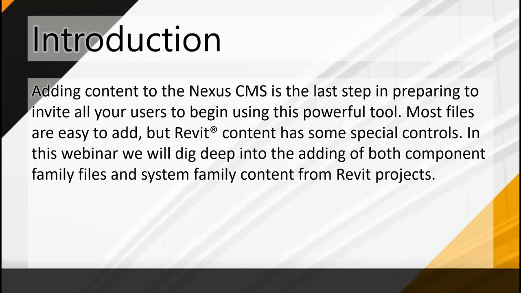Now, most things are pretty easy to add. Simply drag and drop it, you're done. But Revit content specifically, we've got some special controls that are available. And today, we're going to dig deep into the general content adding controls for both component families and system families.